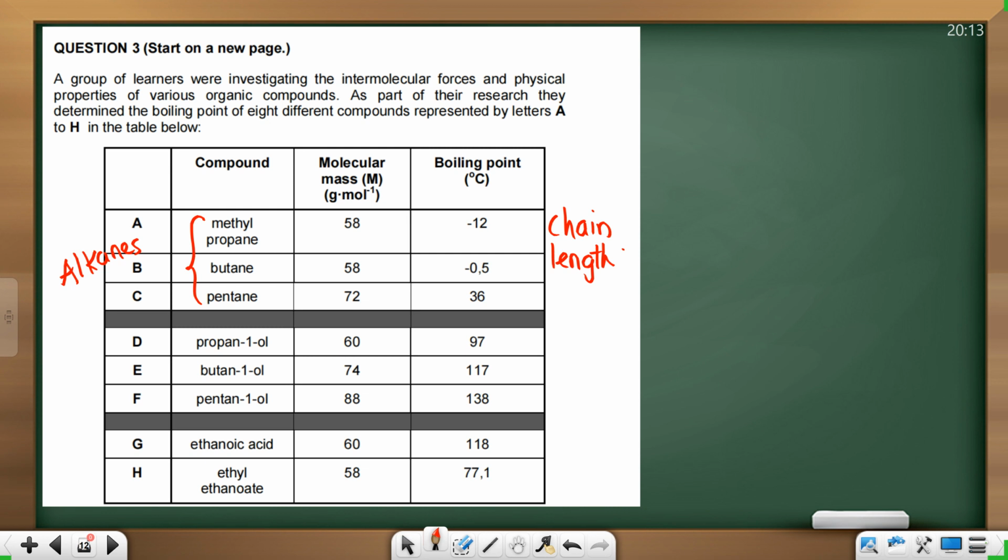They are all alcohols, but they are all primary alcohols. So what is the difference? Why is their boiling point different? Since they are all primary alcohols, why is their boiling point different? The chain length. Good. The chain length again. Oh, so it's the same point here. What about G and H? What can you say about G and H? Is there something that we can say about G and H?